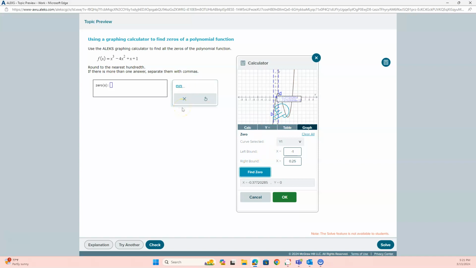And it looks like that zero is negative 0.38, right? It says 2 decimal places. And then I'm going to clear it. And then for the next one, I'm going to move this so it's on either side of the next zero. And I'm going to tell it to find the zero. And that is 0.73, comma. And then I have a third one.